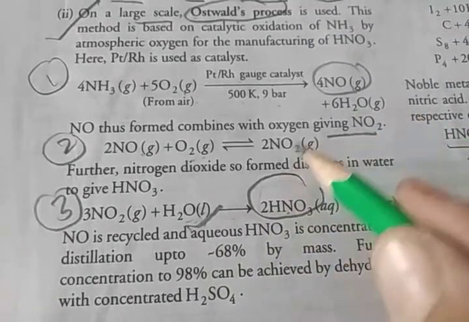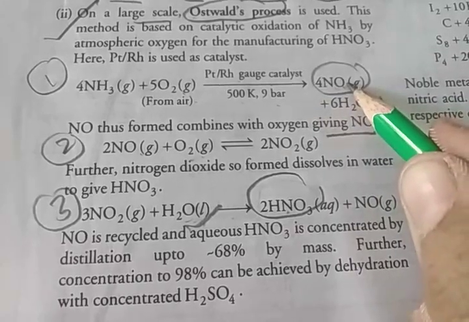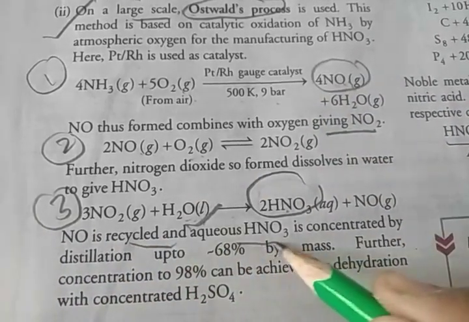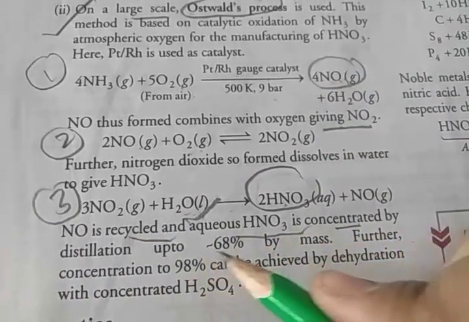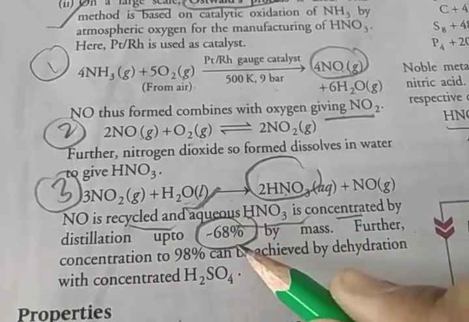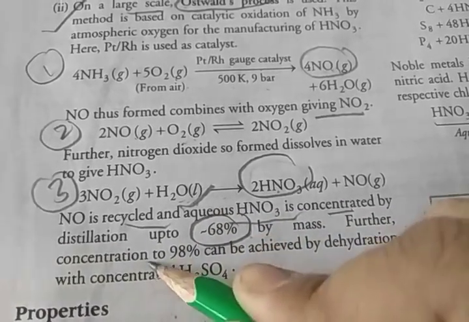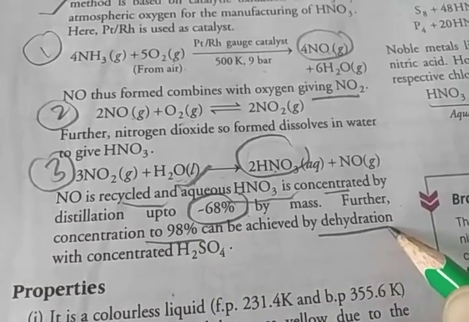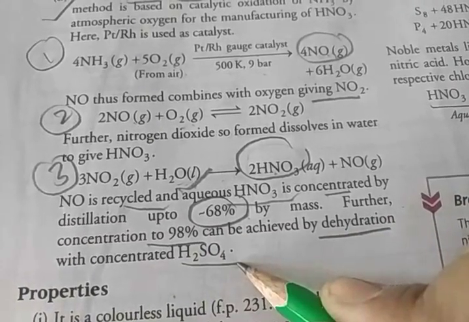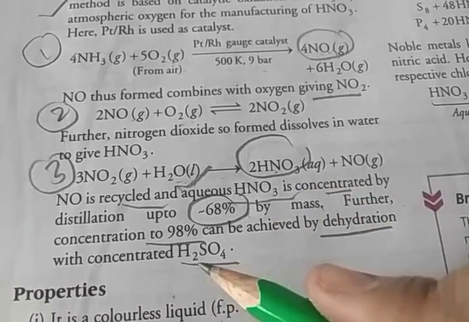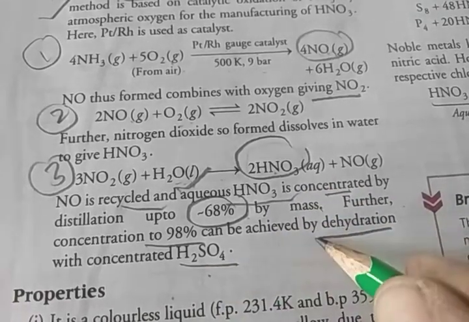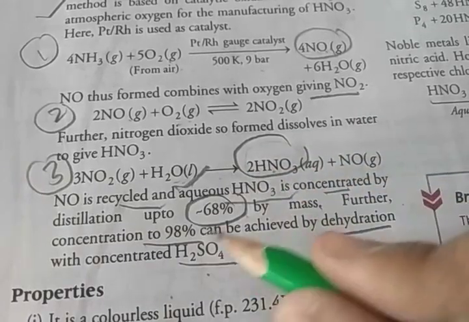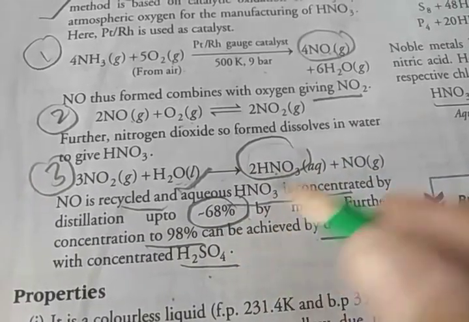But this NO gas is recycled, and aqueous HNO3 is concentrated by distillation up to approximately 68%. But concentration to 98% is achieved by dehydration with concentrated H2SO4. So we have to use concentrated H2SO4 and dehydrate. So 98% concentrated HNO3 is obtained.